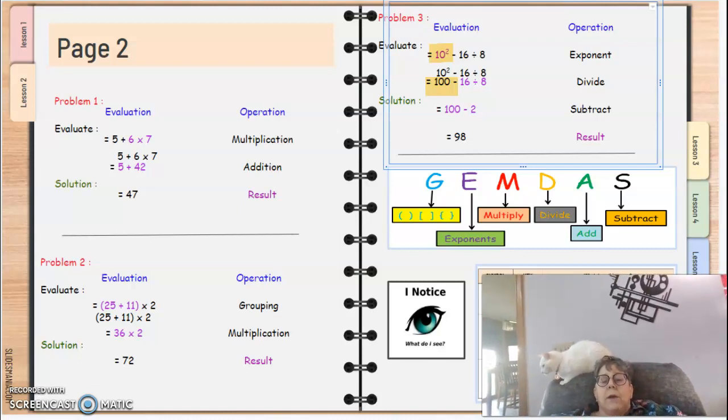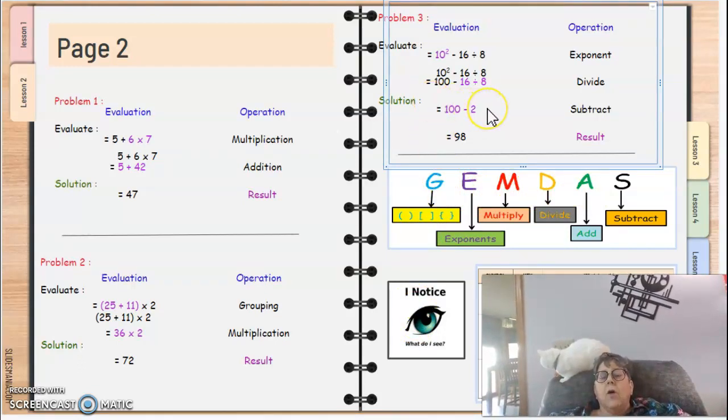Let's go right back down to GEMDAS. Exponents are taken care of. Multiply, there is no multiply. Is there a division? Yes, there is a division. Right here we have a division. 16 divided by 8 is 2. So we put our 2 there. Now we can simply finish our solution, and 100 minus 2 is 98. Again, we're using our iNotice and our GEMDAS to follow through and solve the expression or the equation in an order that is mathematically accurate.